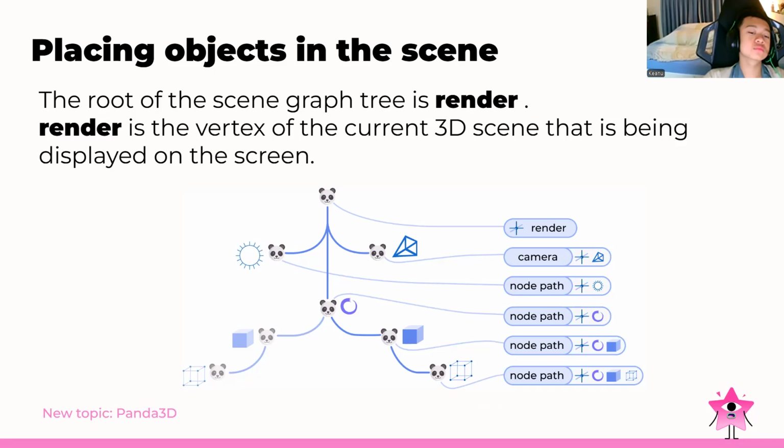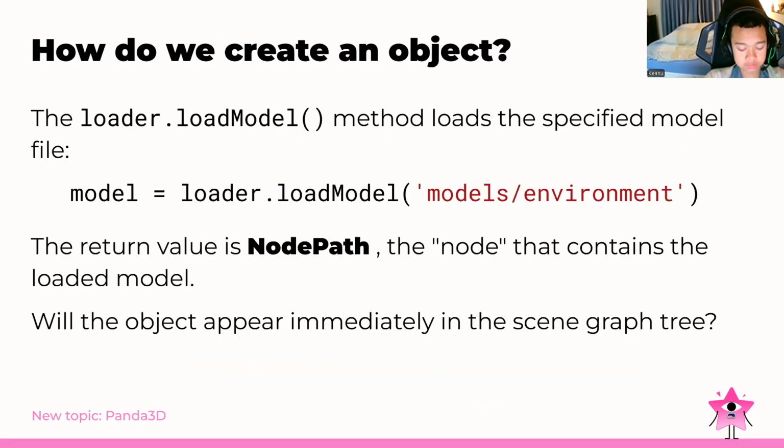Render itself is a vertex of the current 3D scene that is being displayed on the screen. So basically it will be displayed on the screen itself. We have render itself, we have the camera, we have the node path, and other node paths and so on. So basically we will try to create something like this. And then how do we create an object for this one?